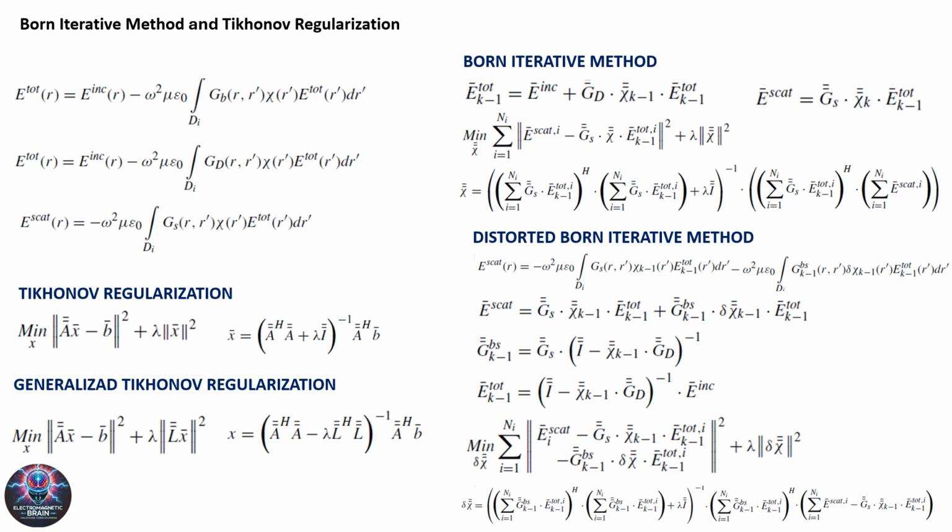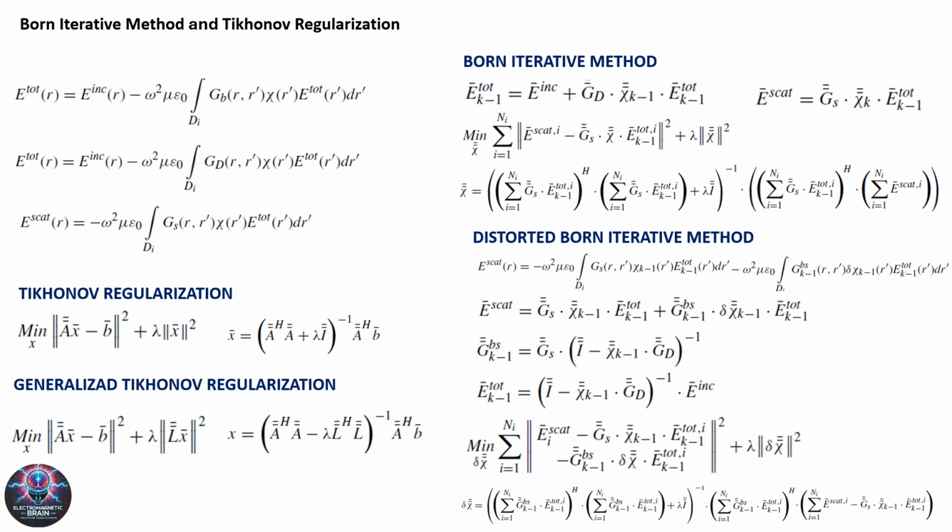The solution to the classical Tikhonov regularization problem is given by a simple matrix formula involving the Hermitian transpose of matrix A. Next, we generalize this method by introducing a matrix L that adds more flexibility in controlling the regularization. This is particularly useful in cases where additional constraints or properties of the solution are needed. In conclusion, these mathematical tools help us model and solve the complex interactions of electromagnetic waves with scatterers and deal with the inherent instability of inverse problems using regularization techniques.